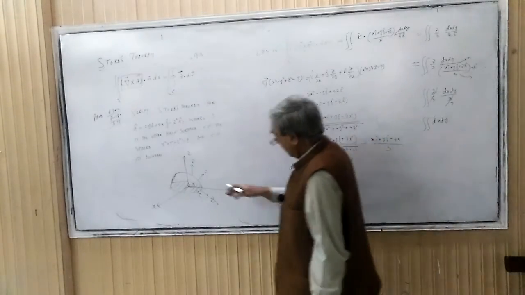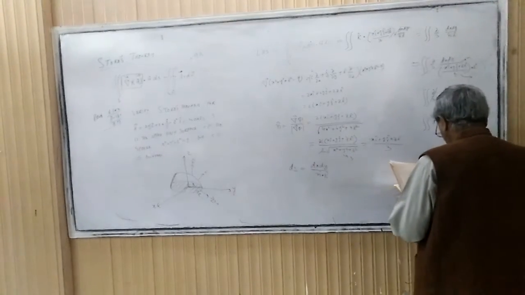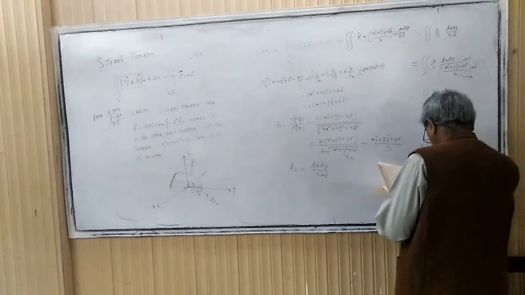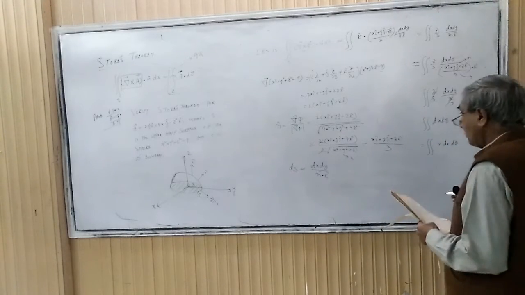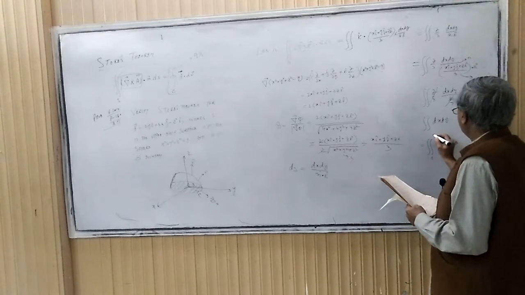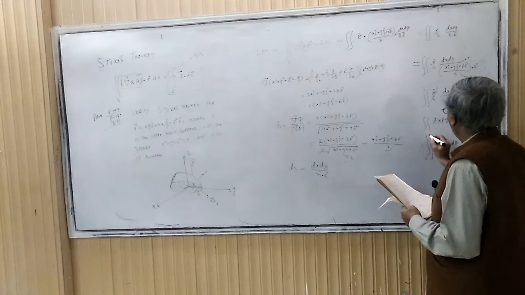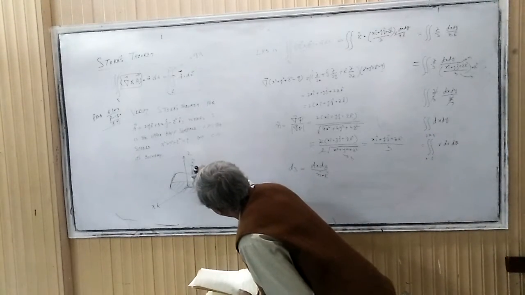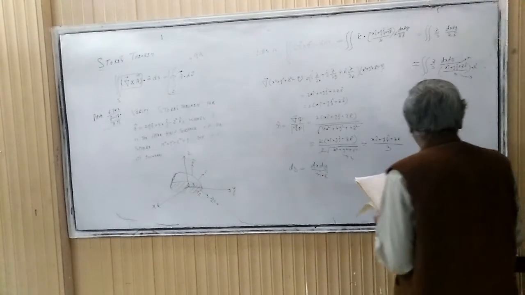Now, you are in this plane, and here dx dy becomes r dr d theta. What is r? r is the radius, which ranges from 0 to 3, and theta ranges from 0 to 2 pi, because you are running all the way around, so the angle is 2 pi and the radius is 3.